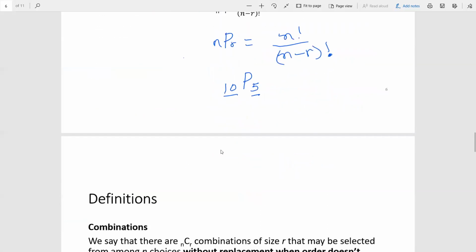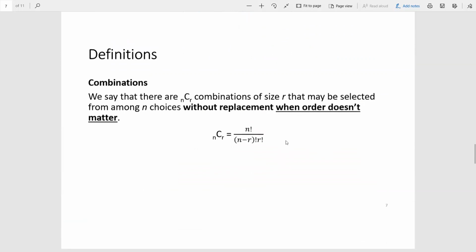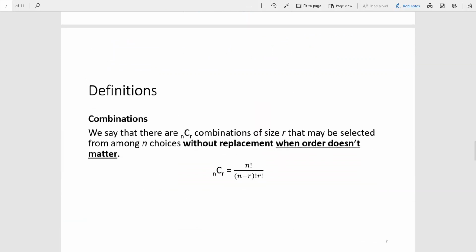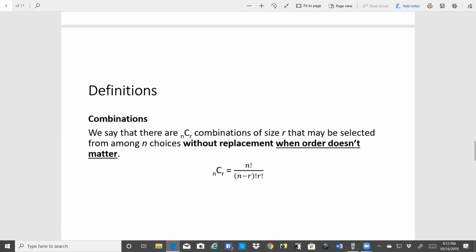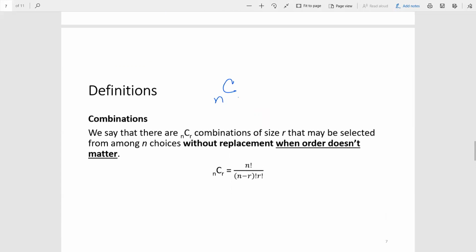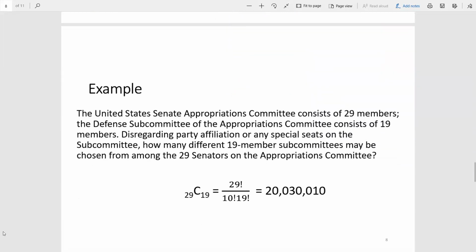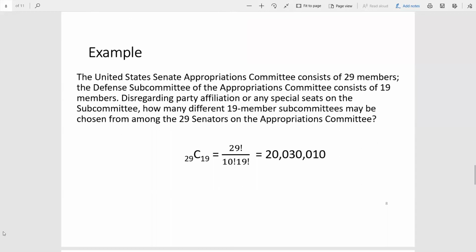The next definition is combination. And we say there are a combination of n things taken r at a time without replacement when order really doesn't matter. And that's calculated by this formula. And here again, you're not going to have to actually use this formula because you can do combinations of n things taken r at a time using the calculator. And I'm going to show you an example here.